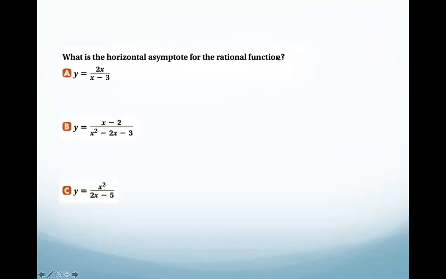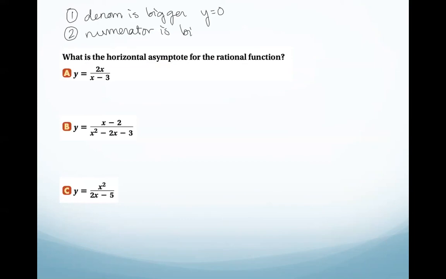So in our first example, we want to find the horizontal asymptote of each rational function. So remember, we had 3 cases. Case 1 is if the denominator is bigger, then our asymptote is 0. Case 2 is if the numerator is bigger, then there's none. And case 3 is if they match, then we say A over B with the coefficients.